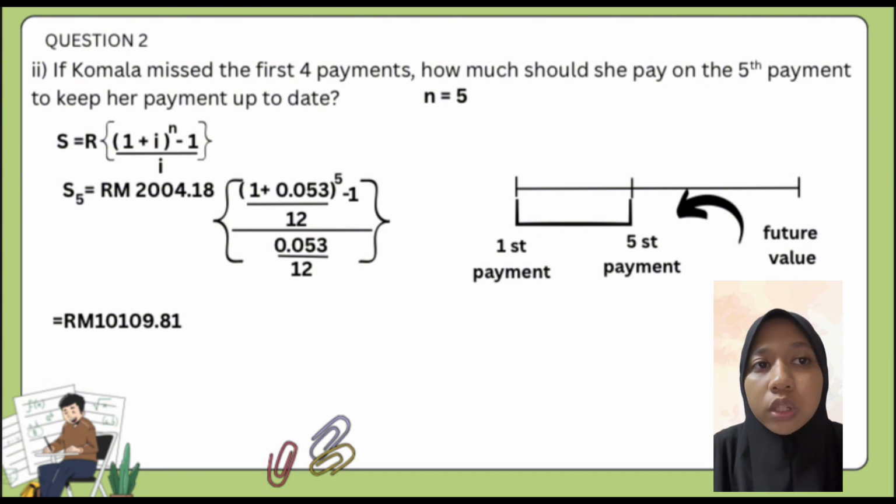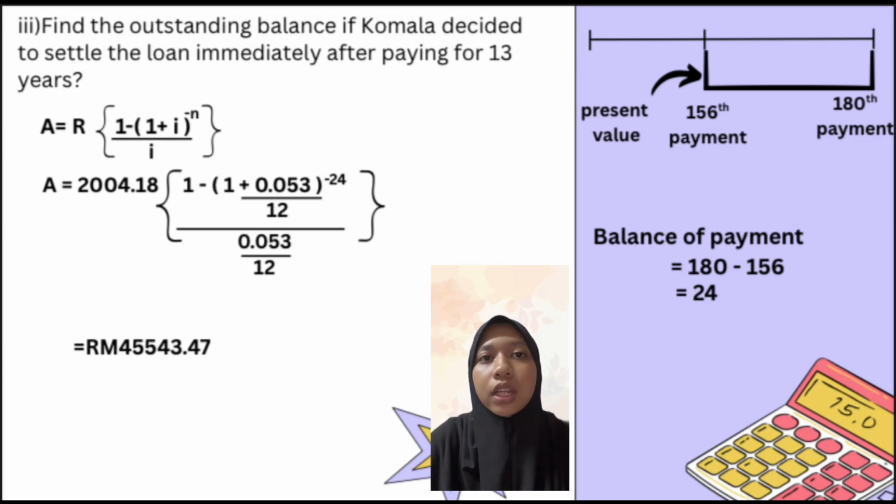To find the value of S, we need to put these values into that formula. So our S5 equal to 2004.18 open bracket 1 plus 0.053 per 12 close bracket power of 5 minus 1 close bracket divided by 0.053 per 12. So our value of S5 will be 10,109.81.